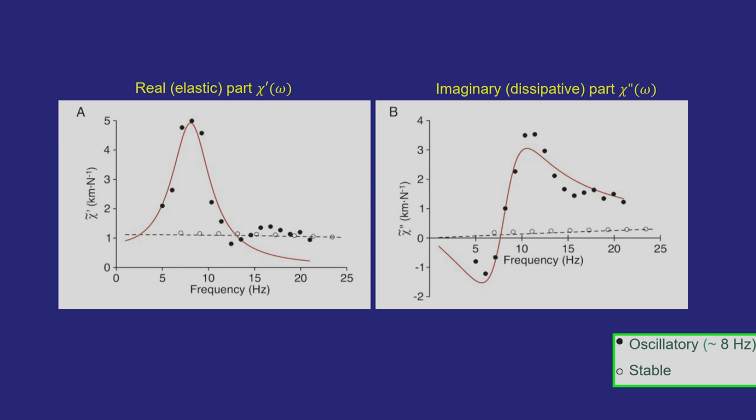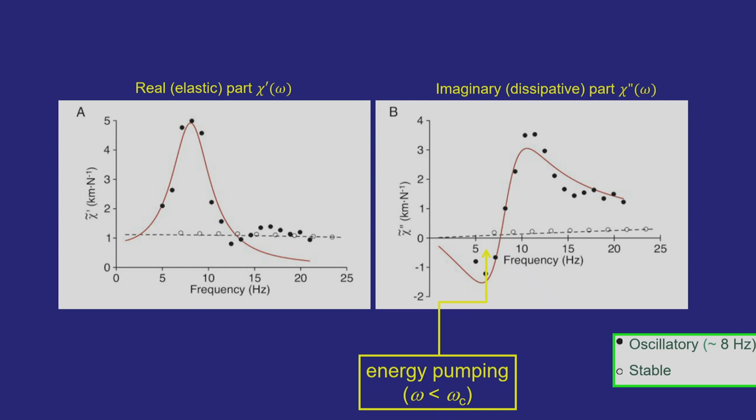When we try to move it faster than its natural frequency, the dissipative part of the response function is positive, meaning we have to inject energy into the bundle to make it go faster. However, if we try to slow it down, then it's the opposite. It's the bundle driving the fiber. We are sucking energy out of the bundle, and there's energy pumping by the bundle into the fiber. Obviously, the system is active.